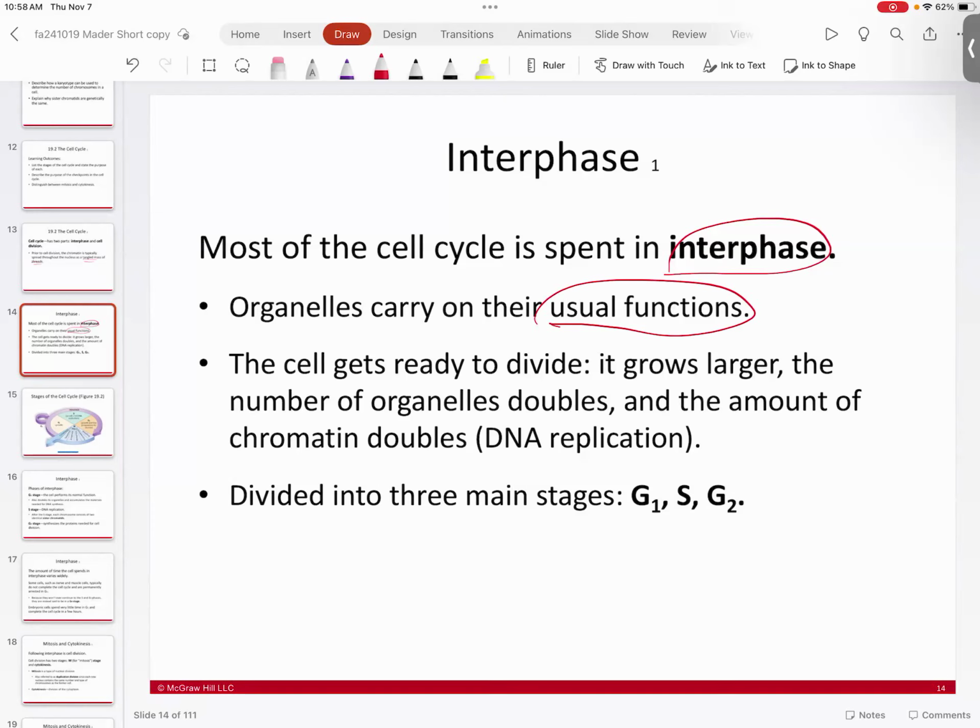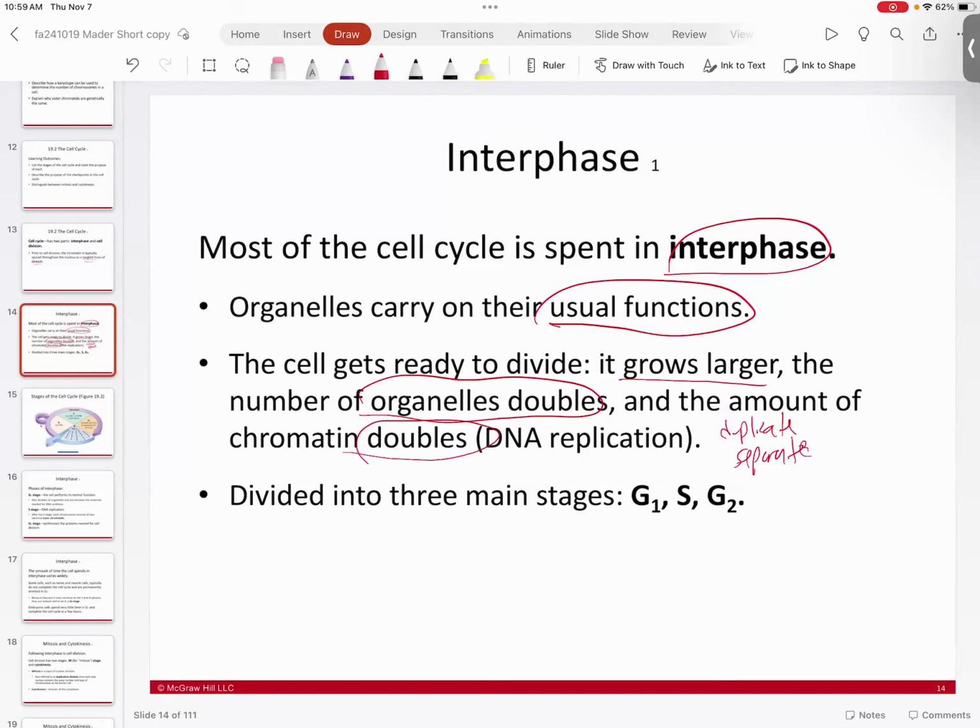And then ultimately, to get ready to divide, it has to grow. That is, it has to get larger. It has to double everything, right? So remember, the mantra of division is duplicate and then separate. So it has to duplicate everything, not just DNA, but also duplicate the organelles. And it also has to duplicate the DNA. That's the preparation for separation or for division.